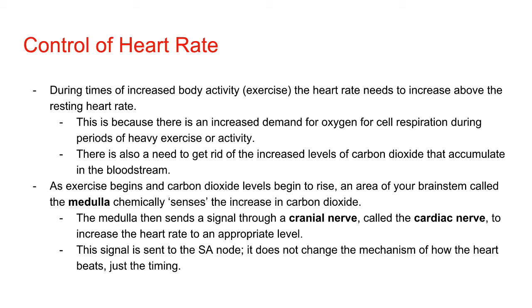As exercise begins and carbon dioxide levels begin to rise, an area of your brainstem called the medulla chemically senses the increase in carbon dioxide. The medulla then sends a signal through a cranial nerve called the cardiac nerve to increase the heart rate to an appropriate level. This signal is sent to the SA node and does not change the mechanism of how the heart beats, just the timing.